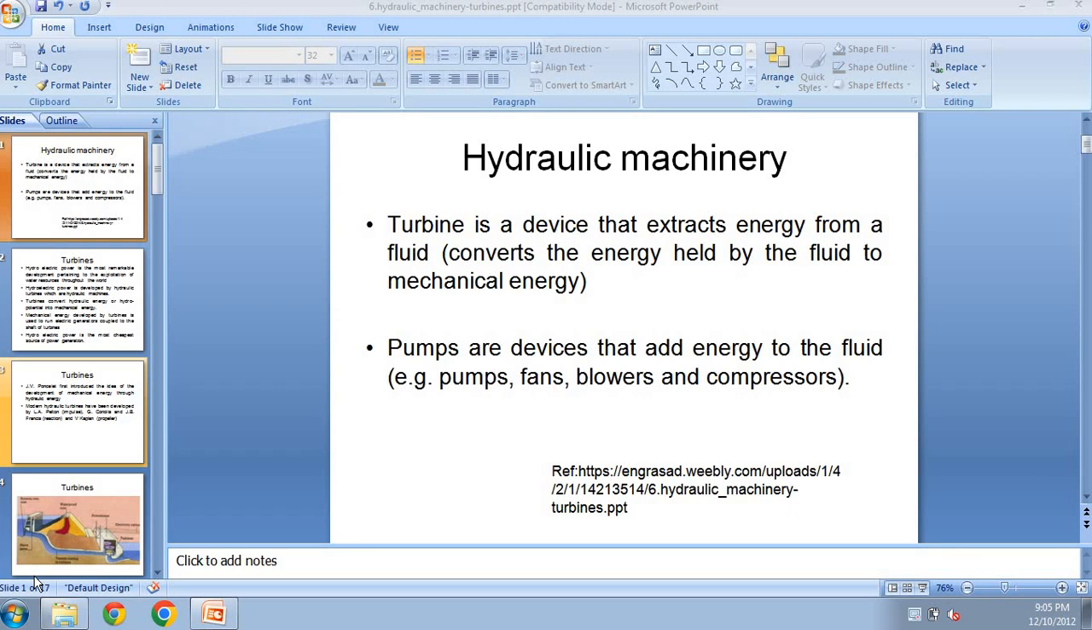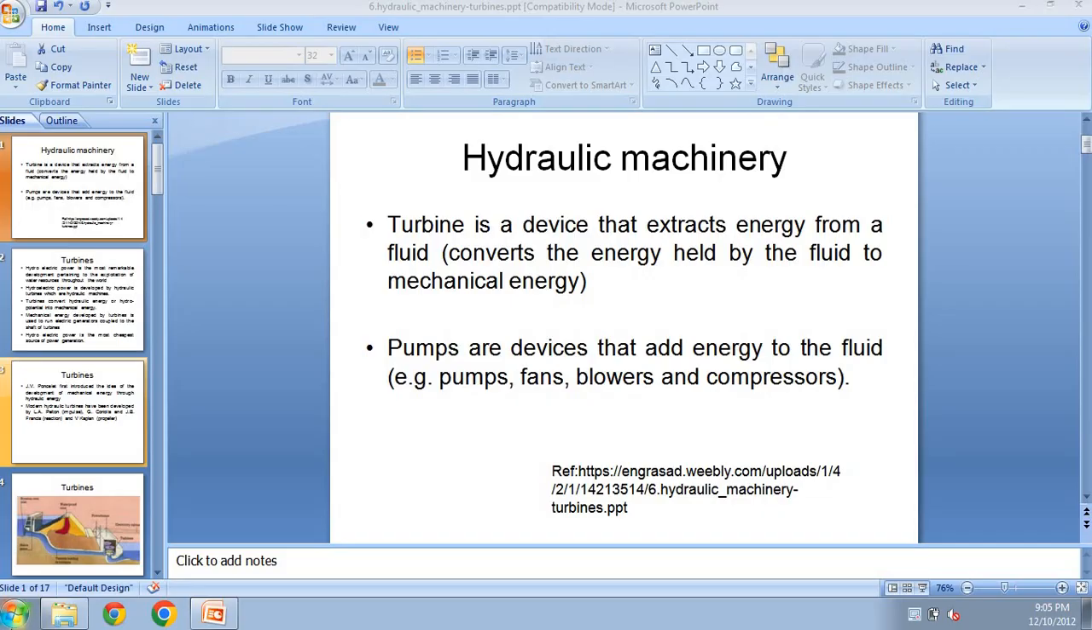Another hydraulic machinery we can consider is pumps. These utilize mechanical energy and convert it into hydraulic energy, or add some energy to the fluid. So these are the two types of hydraulic machinery: turbines and pumps.